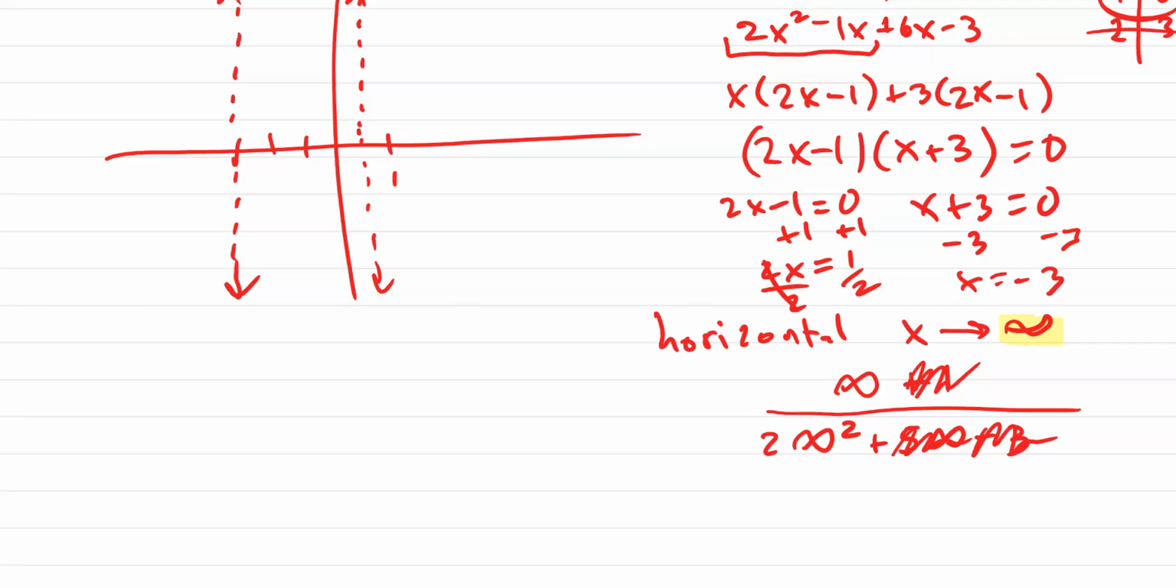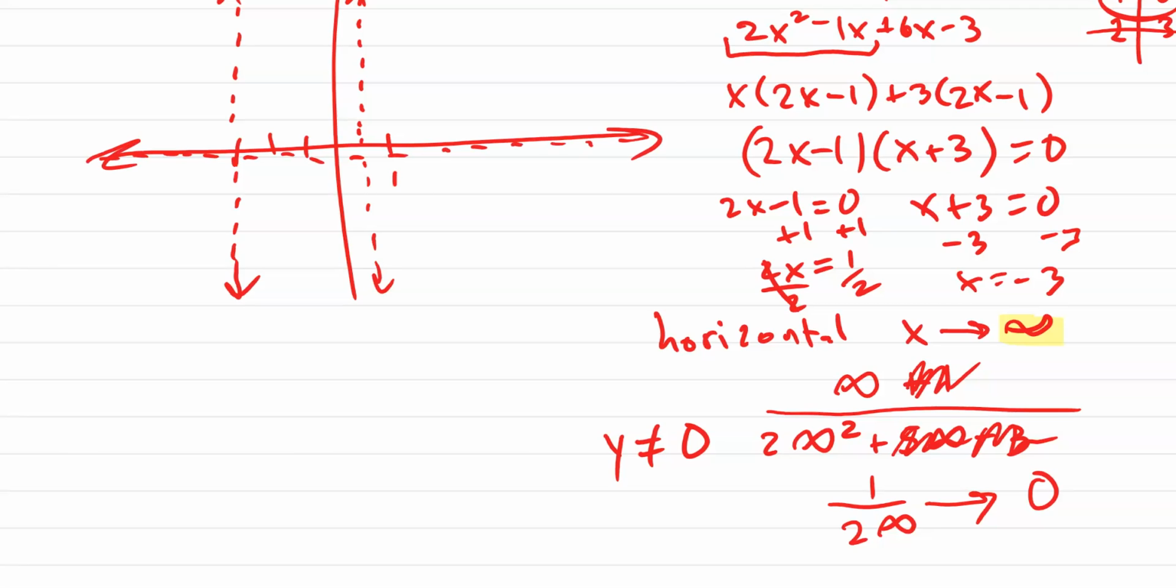Well, what happens this time is when we simplify, I'm left with a 1 on the top and 2 infinities on the bottom. Whenever we have an infinity in the denominator, we talked about this before, when I divide by really, really, really big numbers, then it approaches 0. So this will have a horizontal asymptote at 0. So we said, what was this? x cannot equal 1 half, x cannot equal negative 3, and y cannot equal 0. Those are our 3 asymptotes.